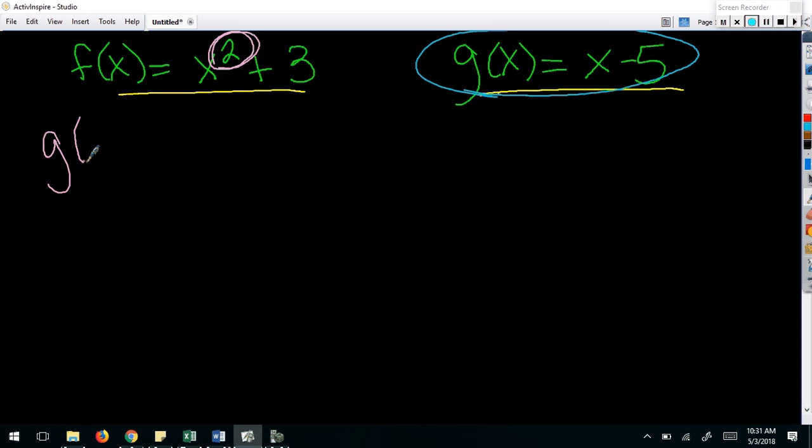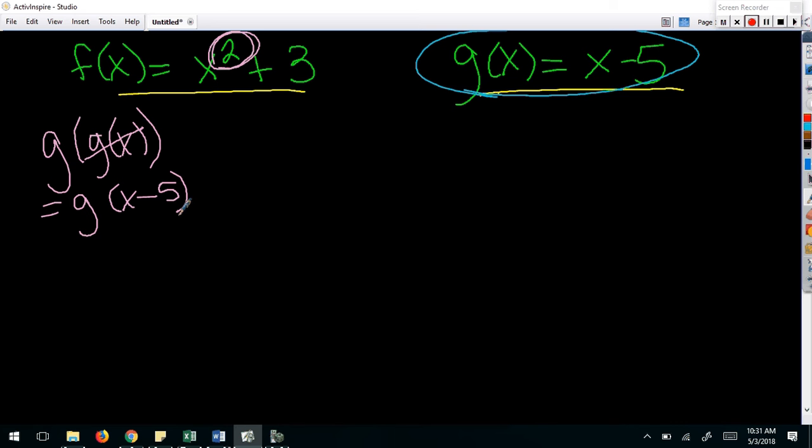G, here's what I want you to try to find. g of g of x. Now I'm plugging it into itself. Oh, that's just weird. But it's still doable. Always work inside out. Okay? So what is g of x? x minus 5.